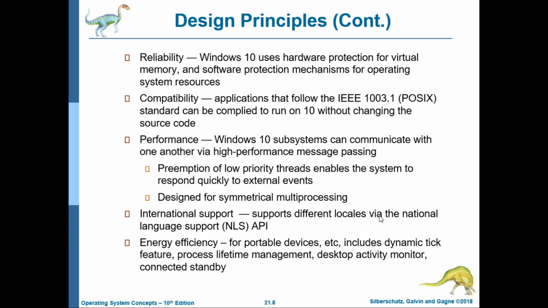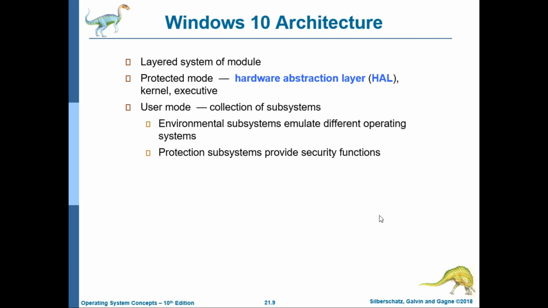It will be in an operational state again whenever it is needed. Next, we have the Windows 10 architecture. Again, Windows 10 is a layered system of modules. We have the protected mode and the hardware abstraction layer, or HAL, a kernel layer that isolates chipset-specific hardware aspects from general purpose code. Aside from HAL, we have the kernel and executive, and then user mode, which is a collection of subsystems. Environmental subsystems emulate different operating systems, and protection subsystems provide security functions.